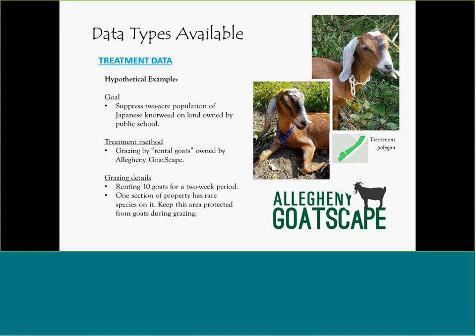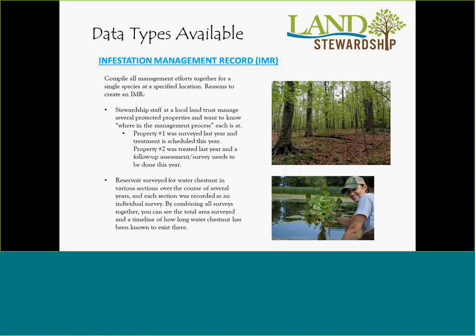Something else you might want to mention in this particular treatment record is that one part of the property had some rare native species on it, and so you want to ensure that this area is protected from the goats while they're out doing their thing. Again, this is just another hypothetical example of how you could potentially use the treatment record to outline that 2-acre parcel, talk about the goats and the work that they did, and then go on to say if they were successful or not, which hopefully they were.